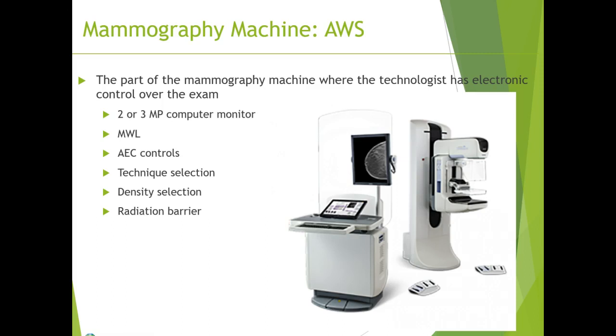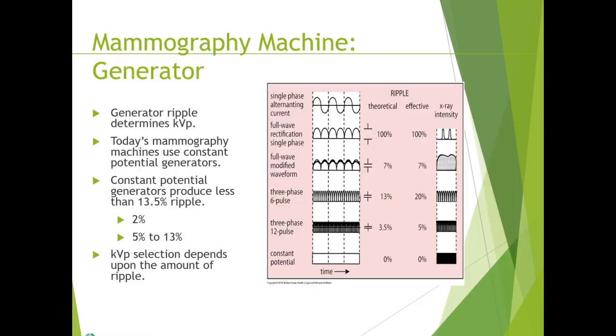The modality work list, which is going to be the work list that populates from the PACS that shows the patients on that list. The automatic exposure controls, that's true with any X-ray machine. The ability to change technique, change density, and then the radiation barrier that she's going to stand behind.